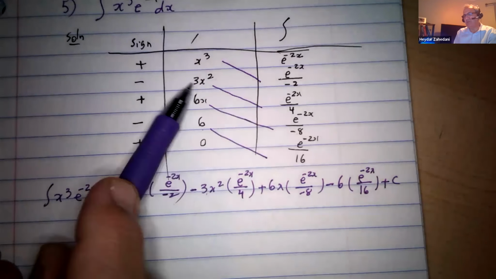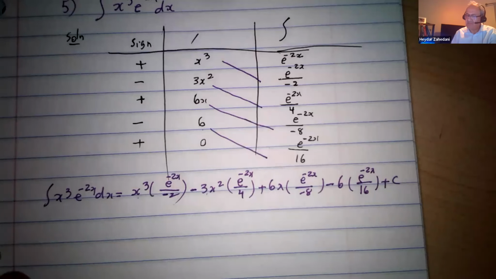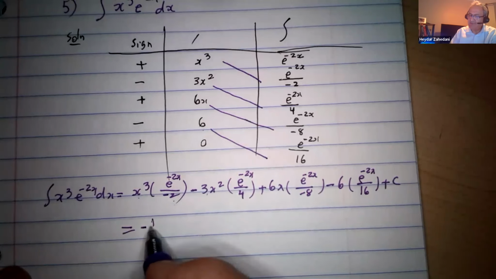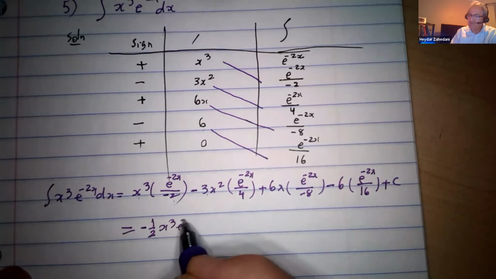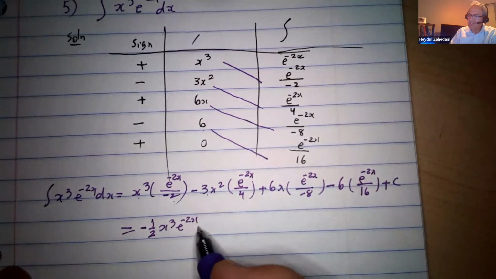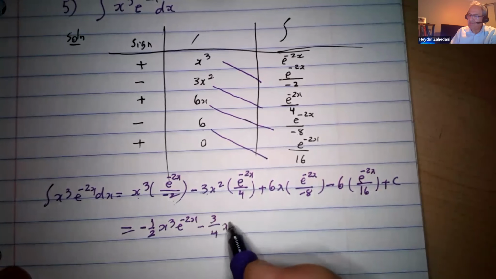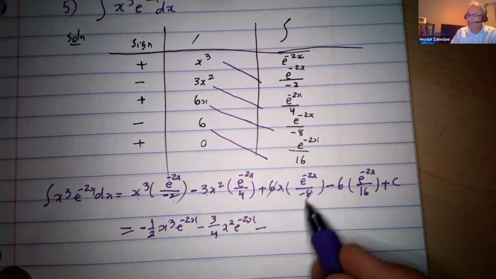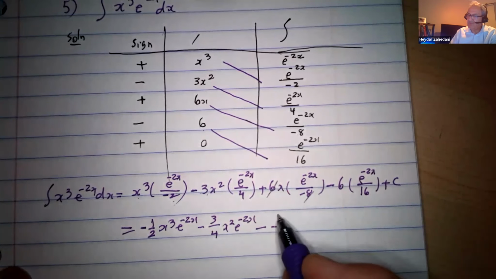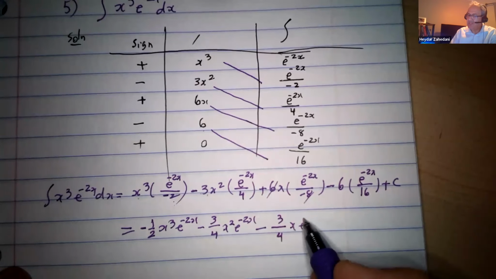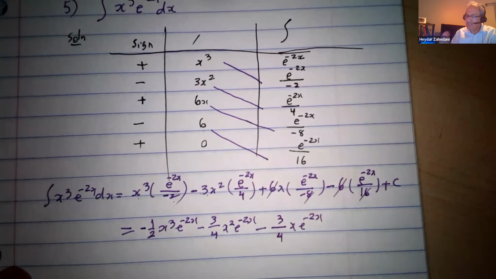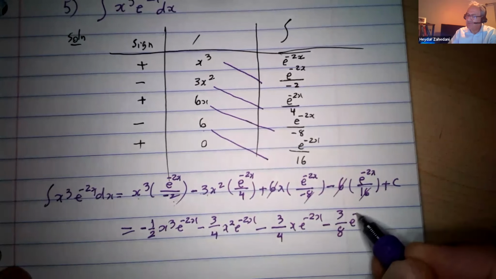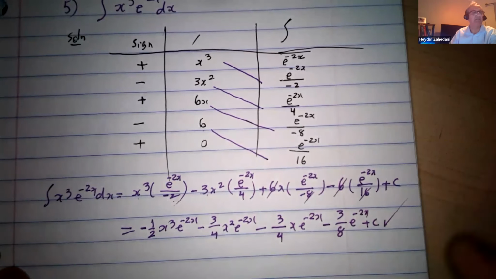Okay, just like a cross multiplication. You have to simplify it a little bit to write it down. So the final answer is going to be something like negative 1/2 x cubed e to the negative 2x. This would be minus 3/4 x squared e to the negative 2x. Here, minus 6/8, simplify it by 2. That gives you 3/4 x e to the negative 2x. Simplify 6 and 16 by 2. So that gives a negative 3/8 e to the negative 2x plus the constant c. Nice method.